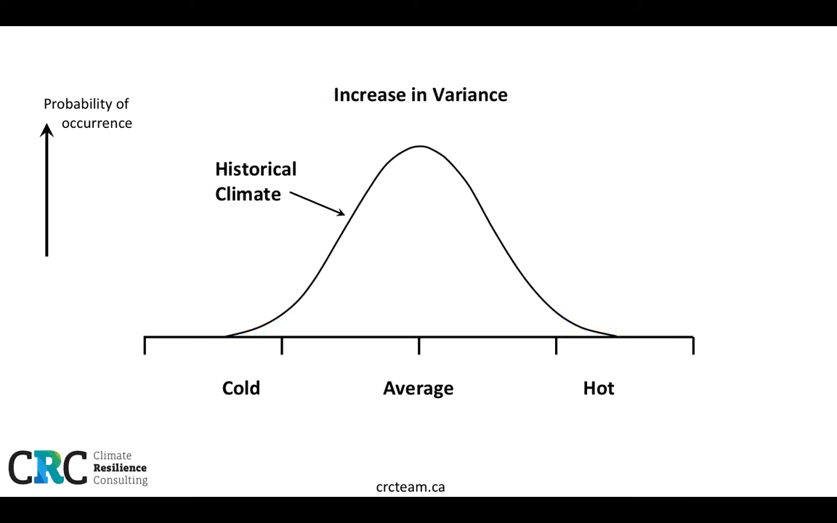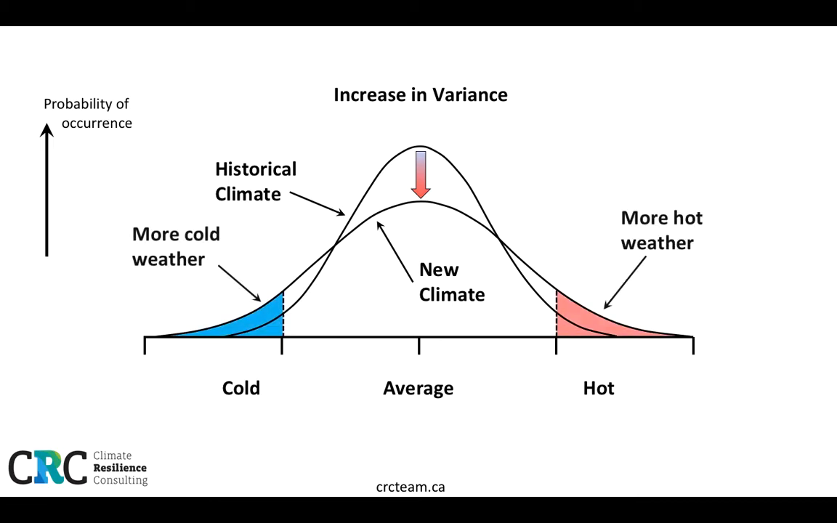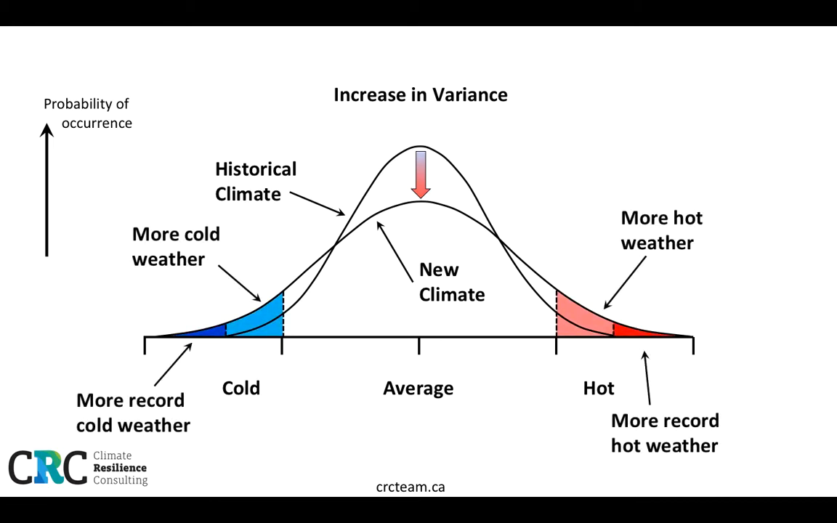Now, that's not the only thing that can change. The variability can increase. And if that happens, you have fewer years around the average and more hot and more cold and more extreme hot and extreme cold weather, but in equal proportions.